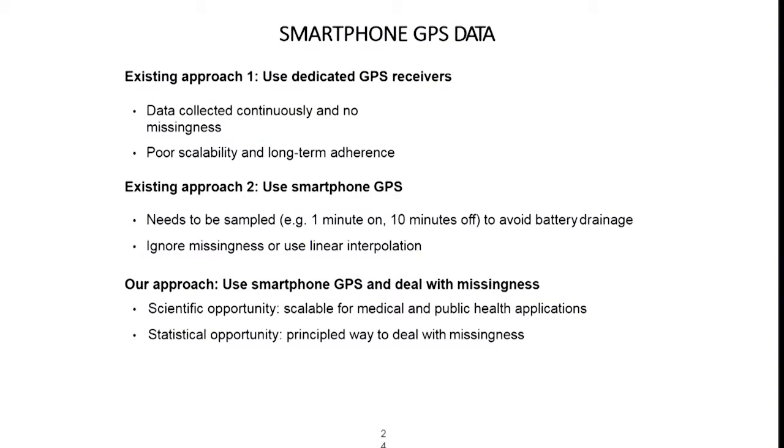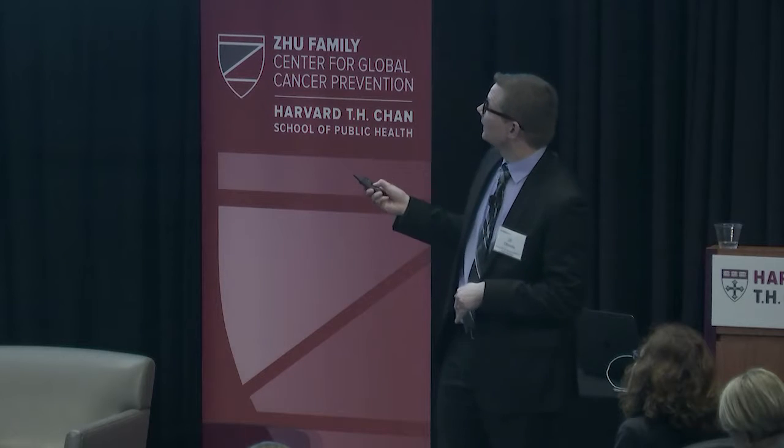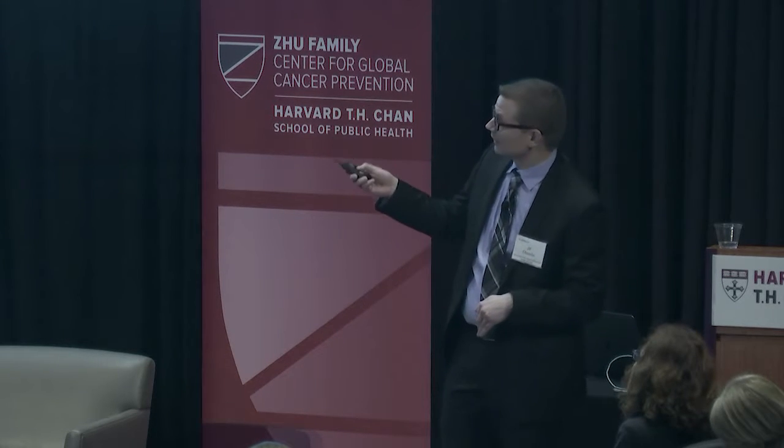Most applications of GPS that we have seen in the literature either use dedicated devices to collect GPS data, then you don't have the missing data problem. You have the scalability problem, though. Now you're asking individuals to carry these additional devices, and you have to think about how this is going to scale for hundreds of thousands of people or potentially over multiple years. The other approach that we have seen in the literature is people make use of smartphone GPS data, but they ignore the missingness. And this leads to all kinds of problems.